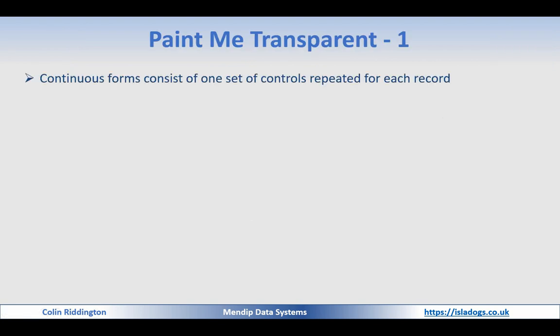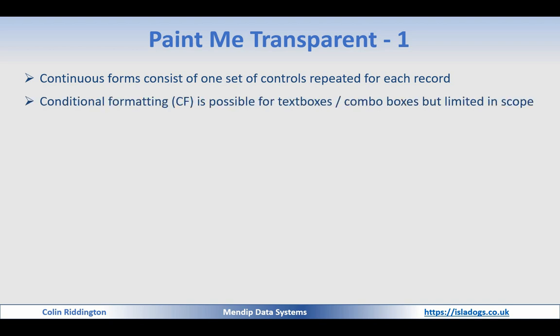Now, first of all, continuous forms consist of just one set of controls. They're repeated for each record, and that means if you try to apply code to them to make them visible or invisible, you will actually do that for every single control, so they'll all be visible or they'll all be hidden. Whilst you can do conditional formatting on text boxes and combo boxes, it is fairly limited in scope.